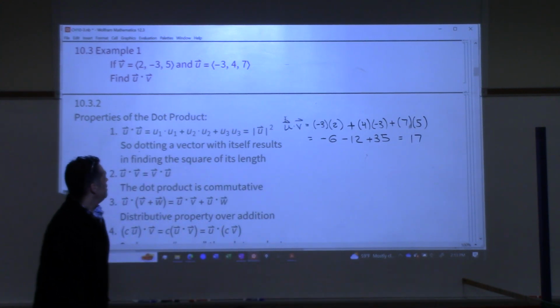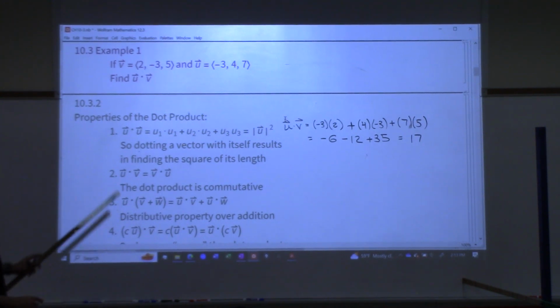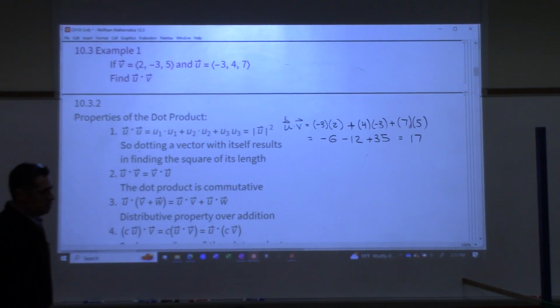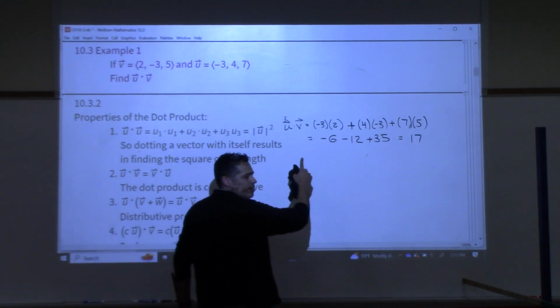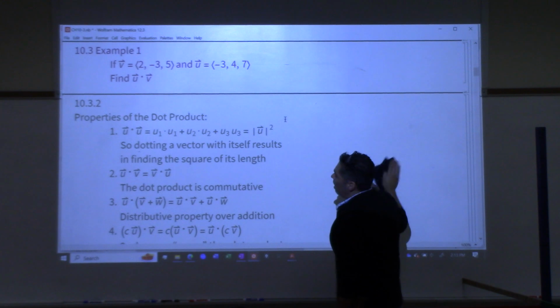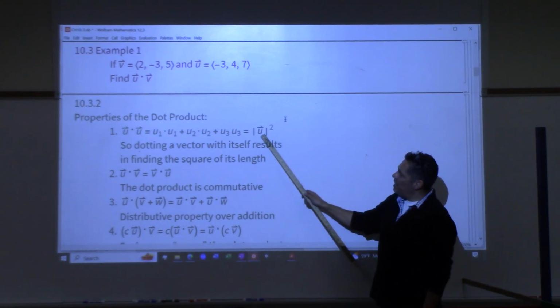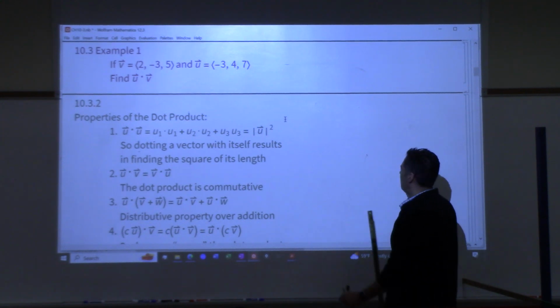The first one is really a cool property. If you dot a vector with itself, what happens? It's the same as taking the magnitude squared. Why? Let me see if I can show you.